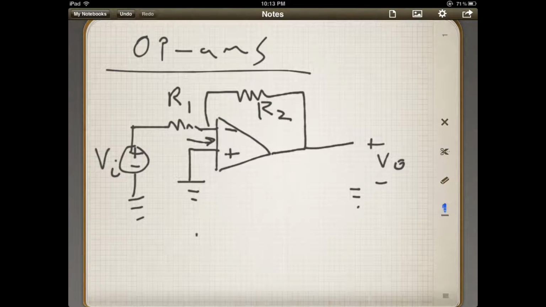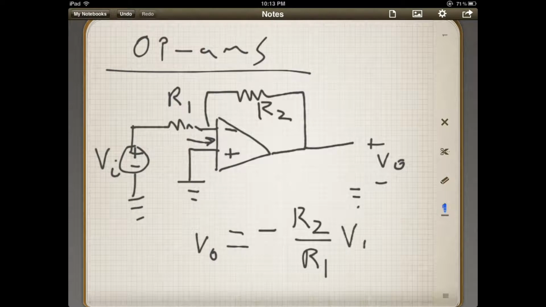Now, the relationship for input to output: if you want the V out, since it's an inverting op amp, it's going to be negative. Let me make sure I get this right, I'm going to look this up real fast. I always get these backwards. Okay, yeah, V out equals negative R2 over R1 times the voltage in. So that is our little equation for coming up with these.